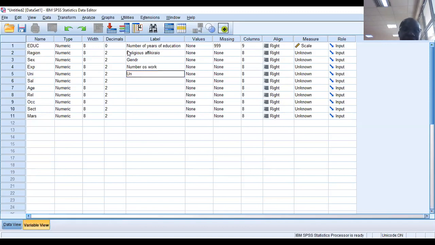Here, union membership. This is what's meaningful. This is what I'm typing here. Here, salary levels. Here, age of respondent. Here, what was it? Religion. Religious. No. This is a religious affiliation. That's the affiliation actually. The other one is not.